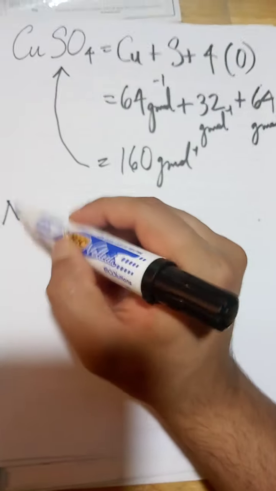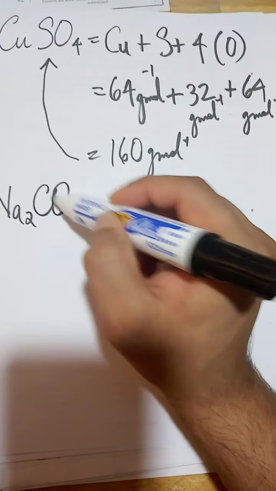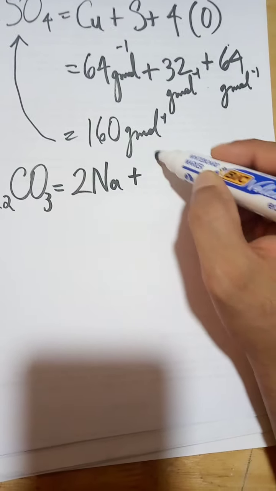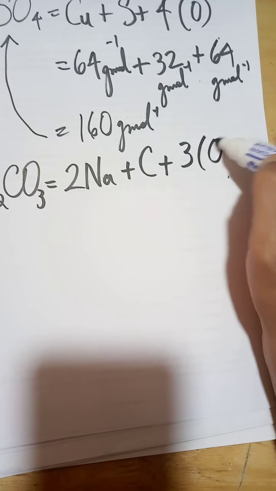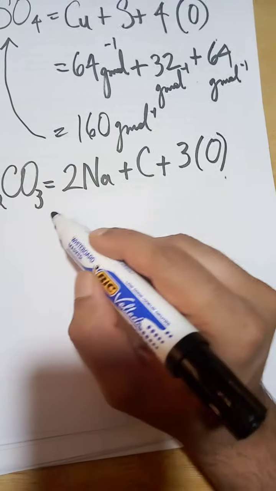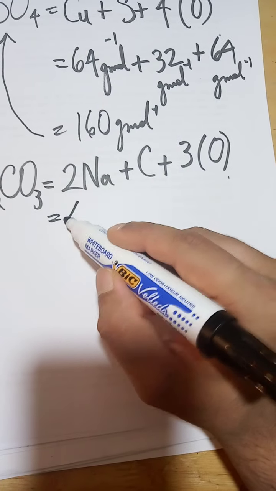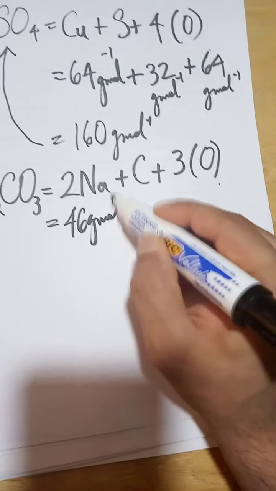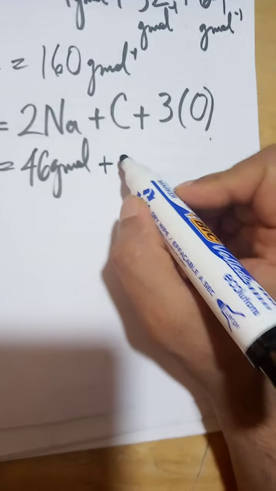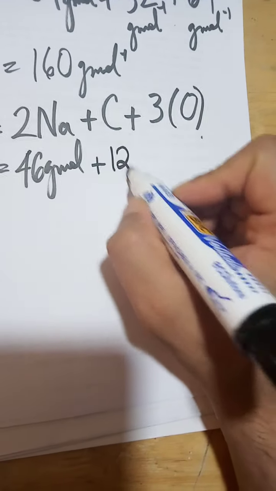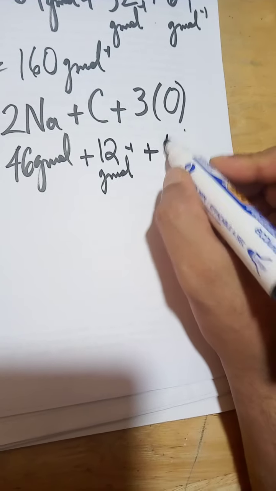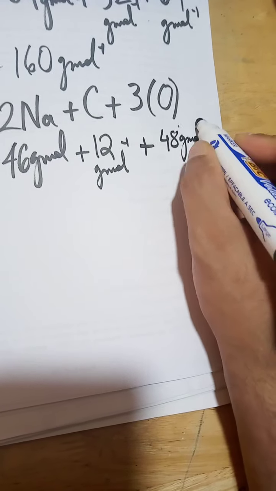Now we do sodium carbonate. So that's 2 atoms of sodium plus 1 atom of carbon and 3 atoms of oxygen. We can't write 3O because it would look like 30, so you have to do it like this. So that will be 46 grams per mole because sodium is 23 grams per mole. And carbon would be 12 grams per mole. And oxygen would be 48 grams per mole.